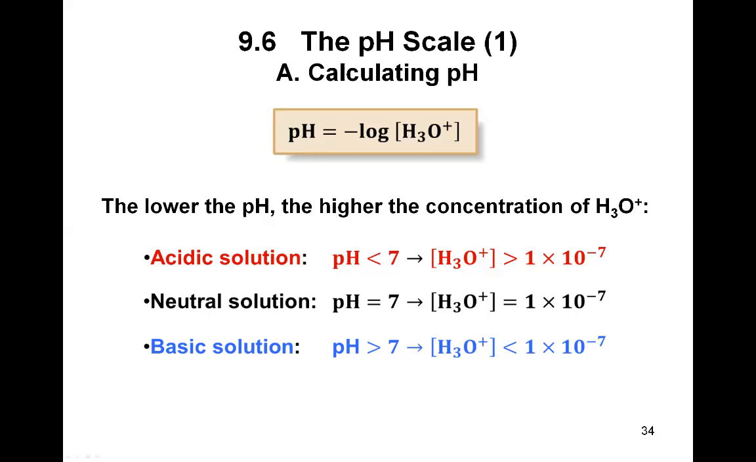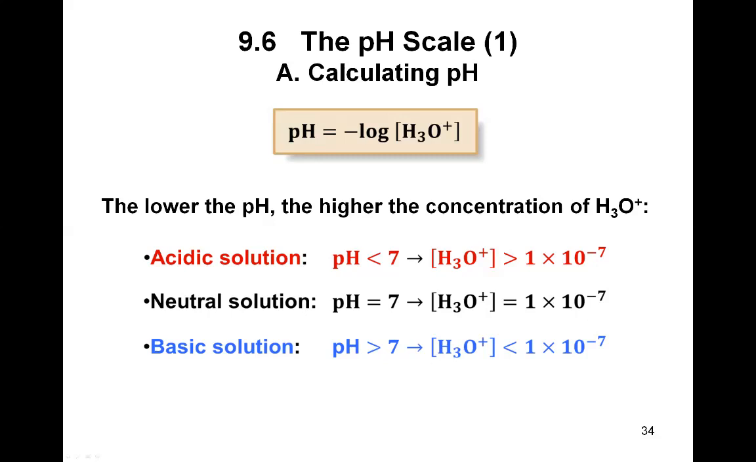Remember that acidic solutions contain more hydronium ion than hydroxide ion. A neutral solution will be for a pH equals 7, and that's when the concentration of the hydronium ion is 1 times 10 to the negative 7 exactly. And a basic solution is when pH is above 7, and that translates into concentration of H3O+ being smaller than 1 times 10 to the negative 7.